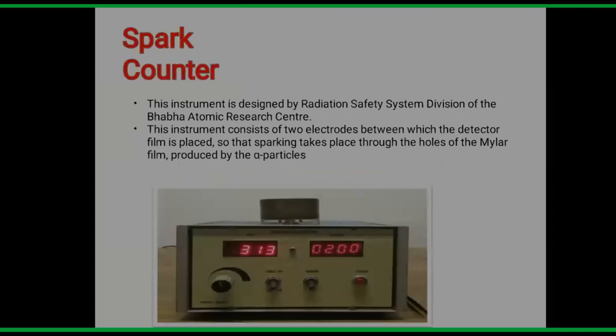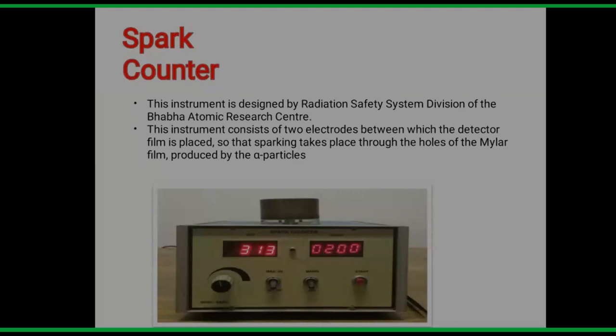This is the spark counter. This instrument was designed by the Radiation Safety Systems Division of the Bhabha Atomic Research Centre. It consists of two electrodes between which the detector film is placed. Then sparking takes place through the holes in the Mylar film produced by the alpha particles.